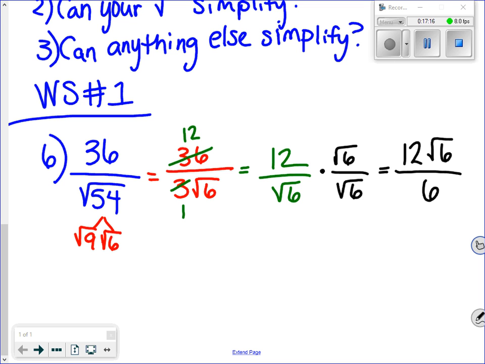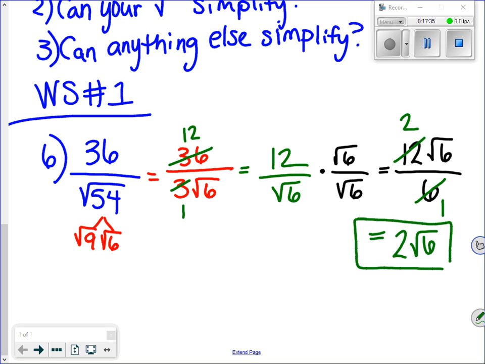Okay, and so then am I done? No, always check. Can I simplify? What can I simplify? 12 and 6. So 6 goes into itself once and into 12 2 times. So what is my answer? Okay, and do I need to put it over 1? No. So the answer should just be 2 square roots of 6.